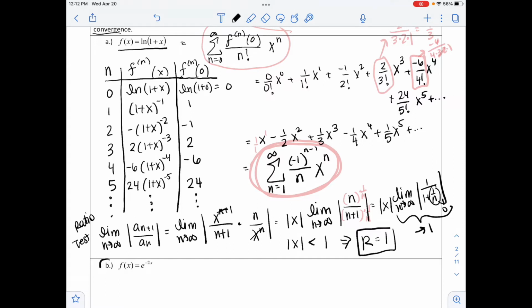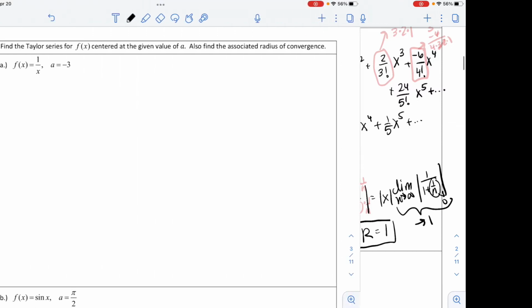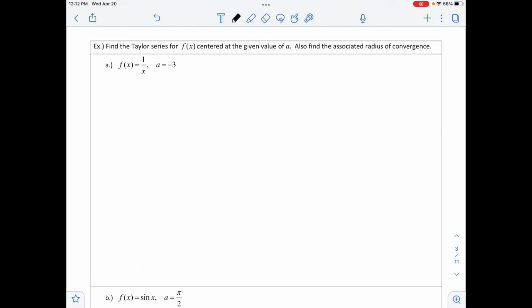Part B, right below this, we will circle, and we'll try this one together in class. The example at the top of the next page says find the Taylor series for f of x centered at the given value of a. Also find the associated radius of convergence. So very similar to what we did last time, however this time we have a Taylor series, and it's not centered at 0, it's centered at -3.